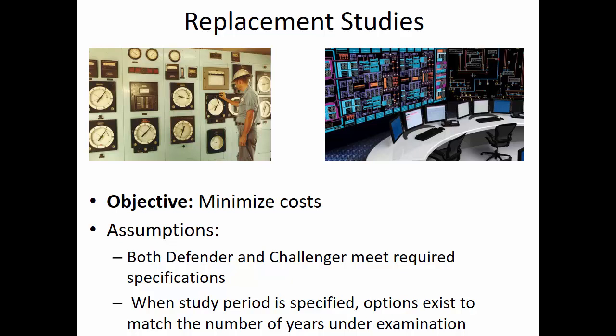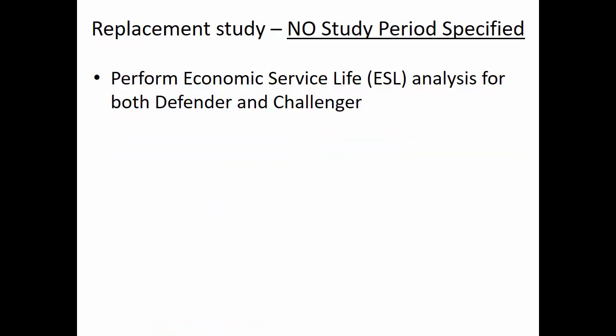Sometimes in replacement studies we don't know the time horizon, and you just compare the two alternatives over 1 year, over 2 years, over 3 years, and you just keep going outward until you see the costs starting to rise, for the reasons that we talked about on Thursday: the longer you own equipment, the more maintenance and operation costs contribute to the overall weighted cost. So if the study period isn't specified, then you just try and identify the economic service life of both alternatives and then pick whichever is lowest.